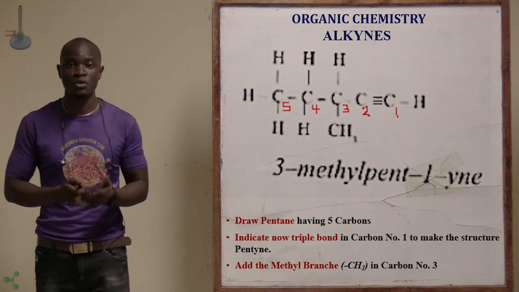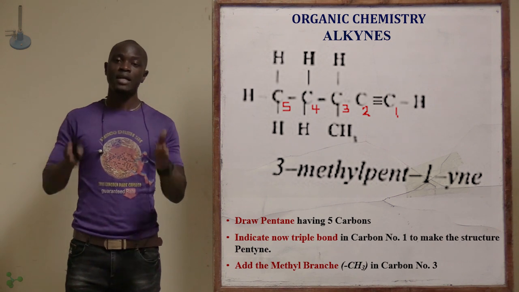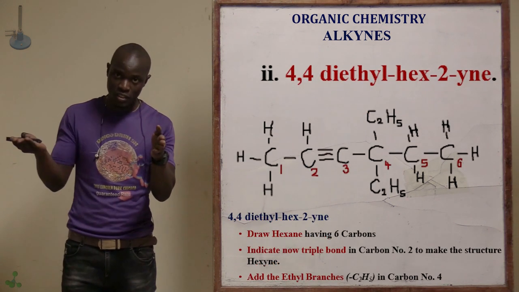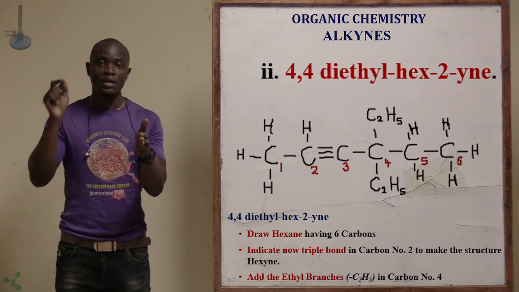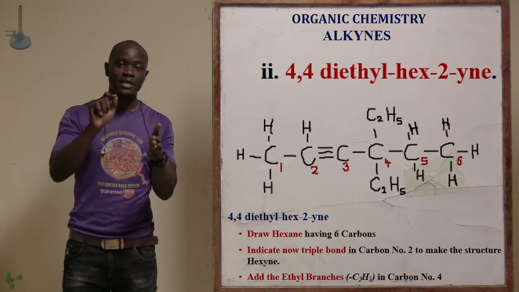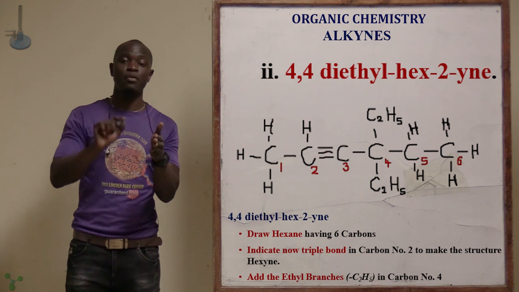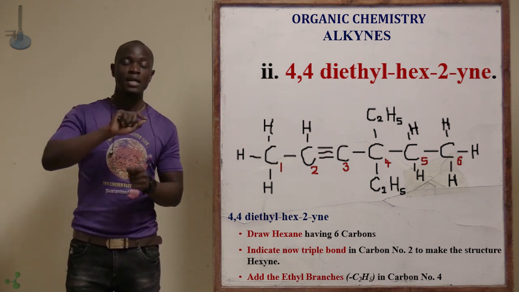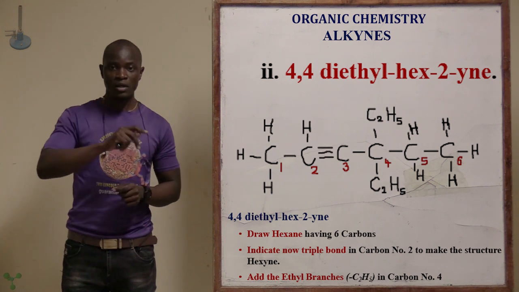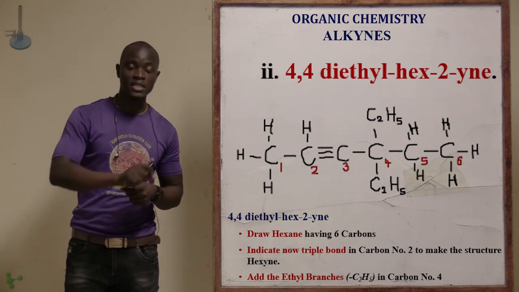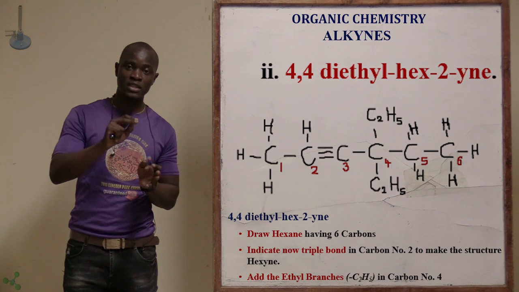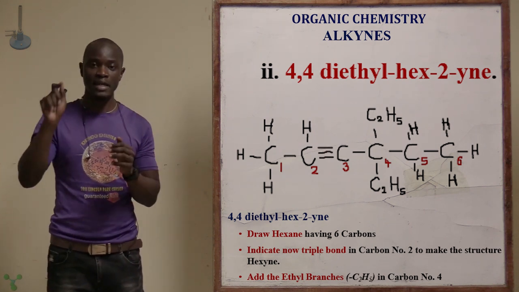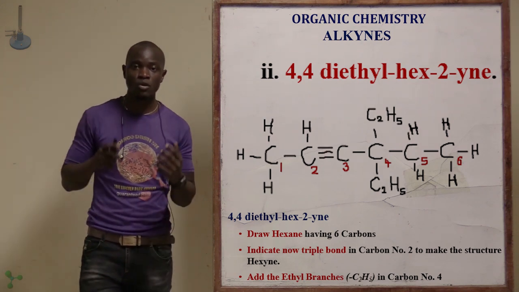If you have been told to draw the structure, first of all, get the longest chain. After getting the longest chain, draw that long chain. After drawing it, go back and indicate the triple bond where it is. After getting the triple bond, go back and fill the branches, for example 4,4: fill the branch at 4, and the second branch at 4. After finishing with everything, write hydrogens where you have not yet populated the bonds. And then you are good to go.